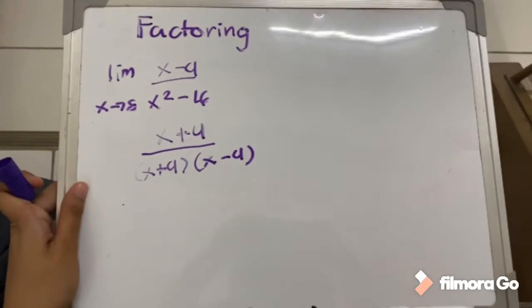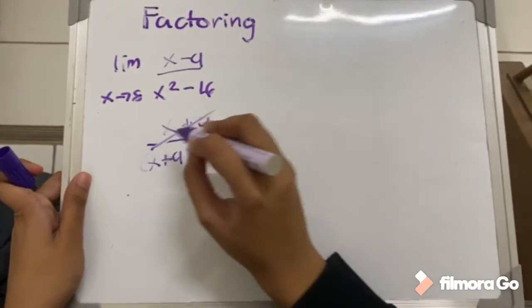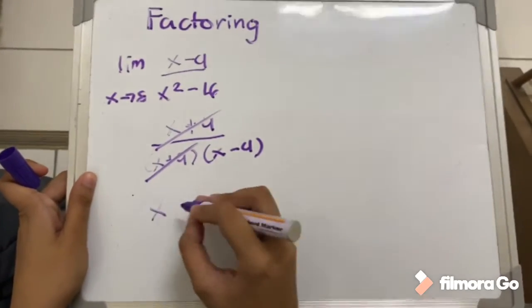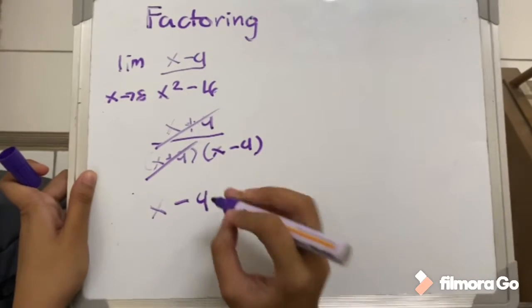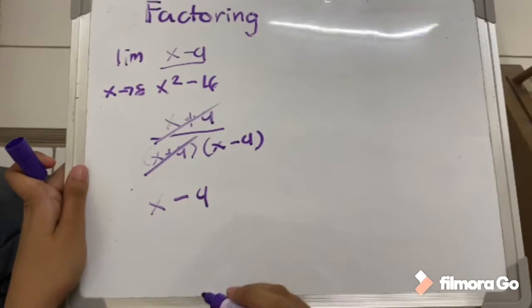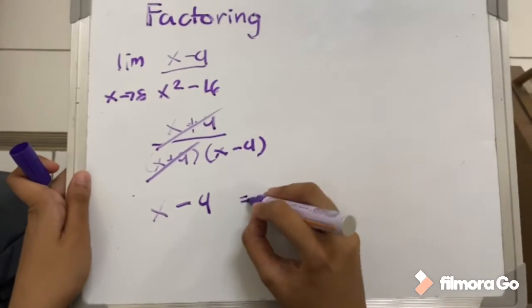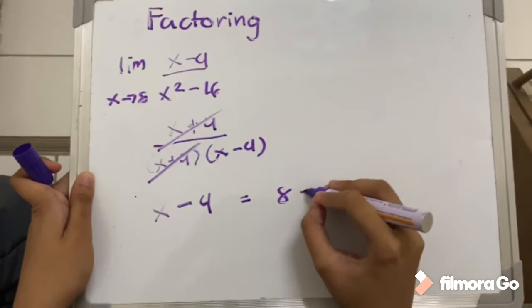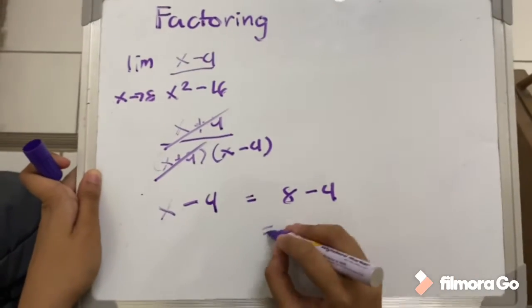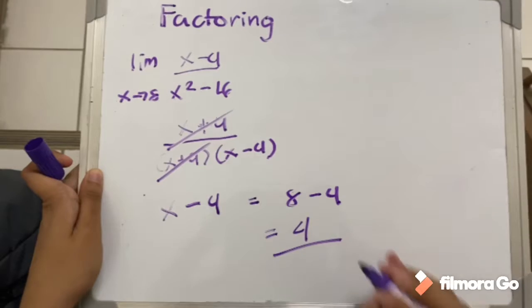Since they are both x minus 4, we have to cancel it out. So we're left with x minus 4. Next, we have to substitute x with 8. So that would be 8 minus 4. Since 8 minus 4 is equal to 4, that would be our final answer.